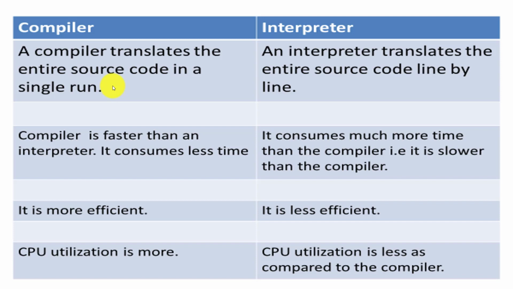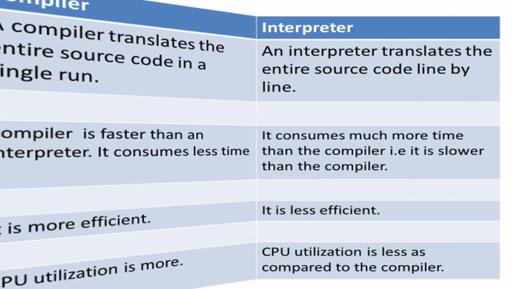Now what is an interpreter? An interpreter translates the entire source code line by line. So the difference between compiler and interpreter is what? The compiler translates the whole source code at once only, but the interpreter takes it line by line. That is, the interpreter scans line by line.